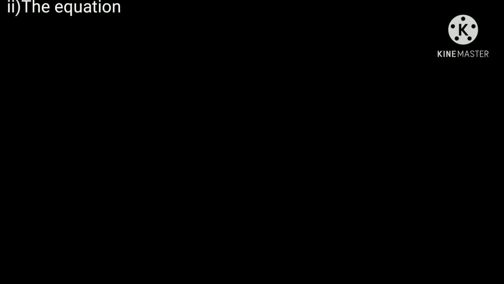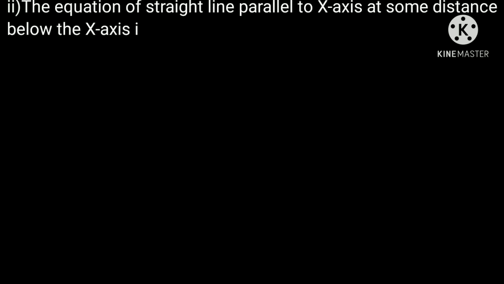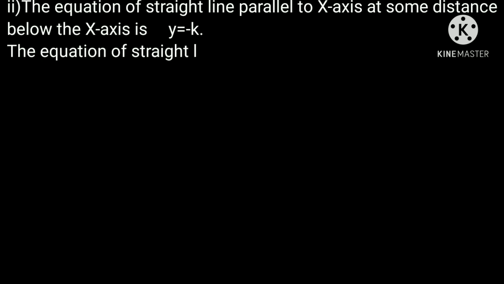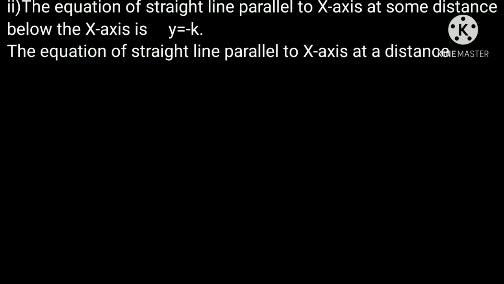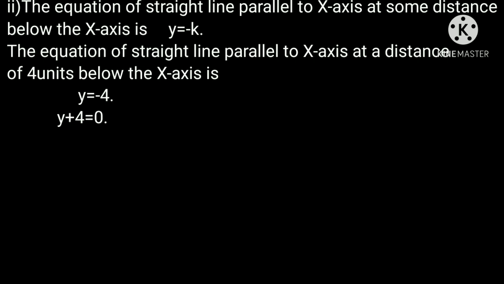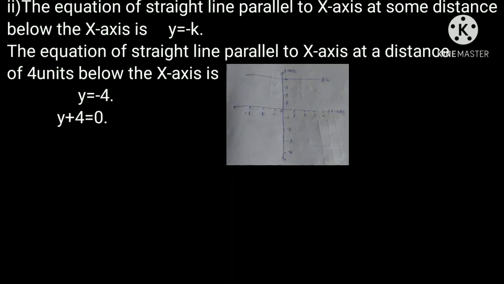Second, the equation of the straight line parallel to the x-axis at some distance below the x-axis is y equal to minus k. The equation of the straight line parallel to the x-axis at a distance of 4 units below the x-axis is y equal to minus 4. From this, y plus 4 equal to 0. This is our required parallel equation. This is our given problem solution.